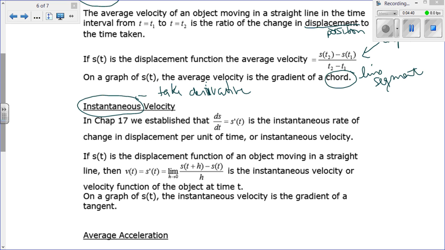In chapter 17, we established that ds/dt is equal to s prime of t, and that is the instantaneous rate of change in displacement per unit of time, or the instantaneous velocity. If s of t is the displacement function of an object moving in a straight line, then v of t is equal to s prime of t, which is equal to the limit of s of t plus h minus s of t over h. And that is the instantaneous velocity, or the velocity function of the object at time t. On a graph of s of t, the instantaneous velocity is the gradient of the tangent. Remember, a gradient is slope.